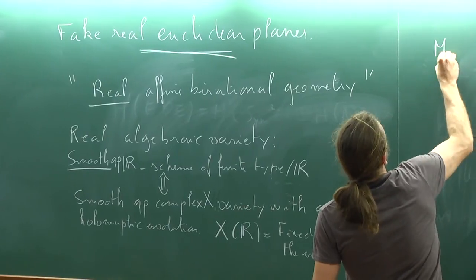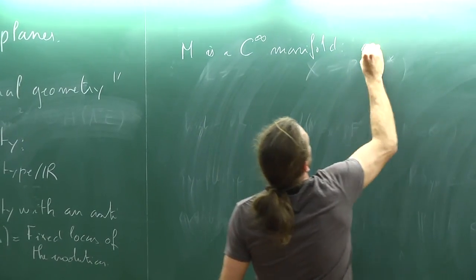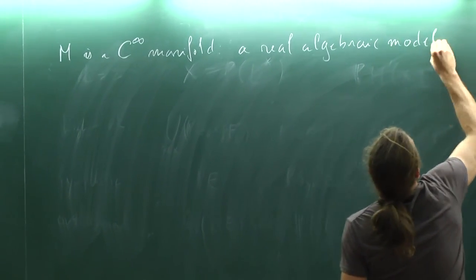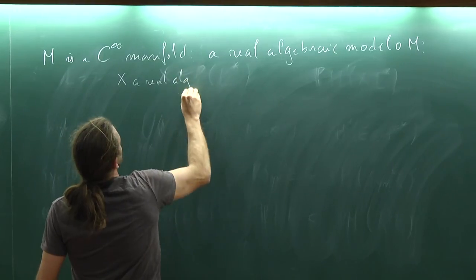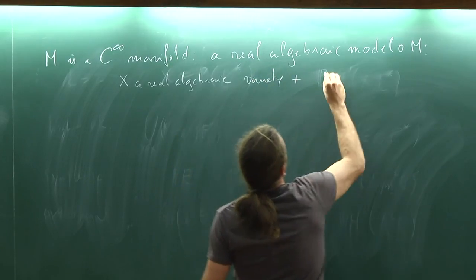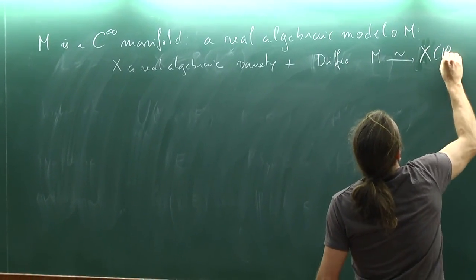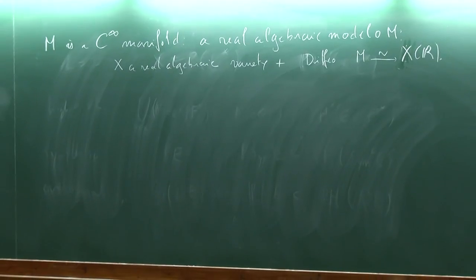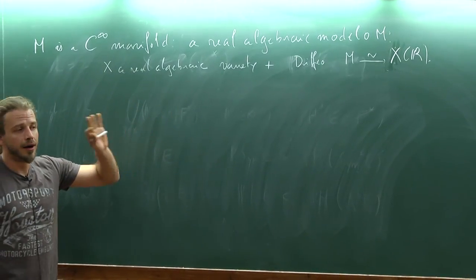In particular, if M is a C-infinity manifold, a real one, then a real algebraic model of M is just X, a real algebraic variety, smooth one again, I said that, plus a diffeomorphism from M to the set of real points of X. So one natural question is whether every C-infinity manifold admits a real algebraic model, for instance. If it admits one, then basically it's non-unique.